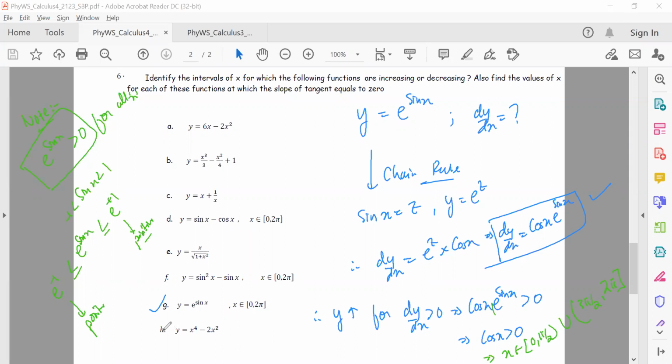Okay, let's also do the h part. We'll come back to these three if required. But let's solve the h part as a class exercise problem today, because many of you might not have attempted this yet.